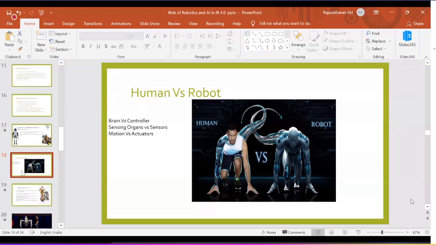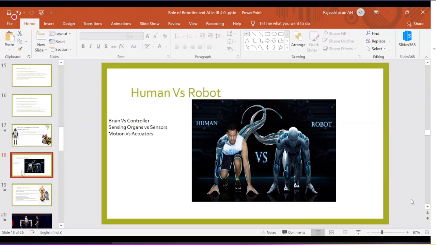So a robot can be compared with a human, right? Humans have sensing organs; a robot will have sensors. We can move around; similarly, robots will move using motors. We have a brain, and a robot will have its controller. So this is the way that you can relate it with a human.